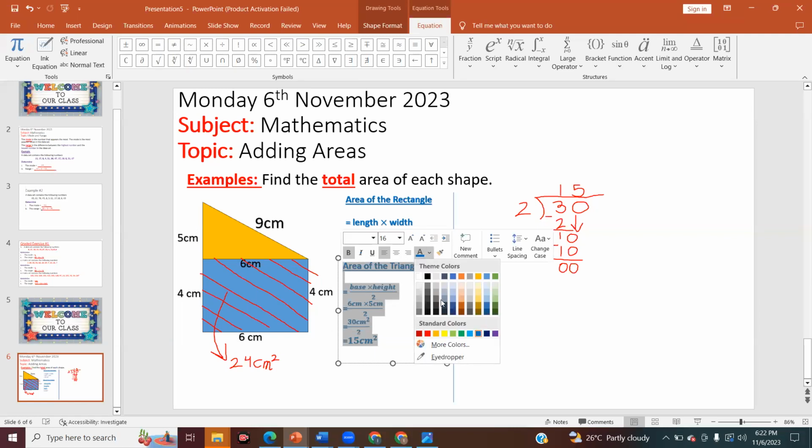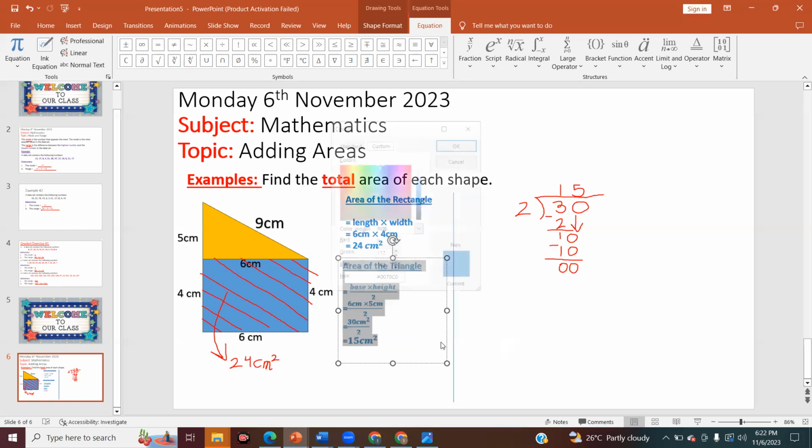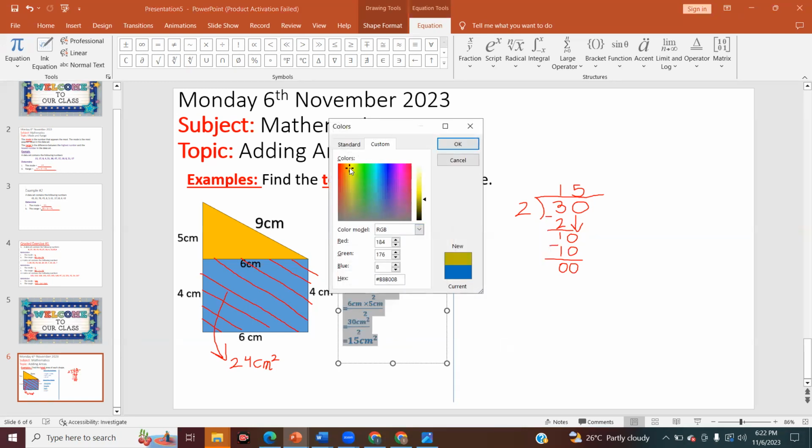Let's put this in a deep, can't even use that color. I need a deep yellow.